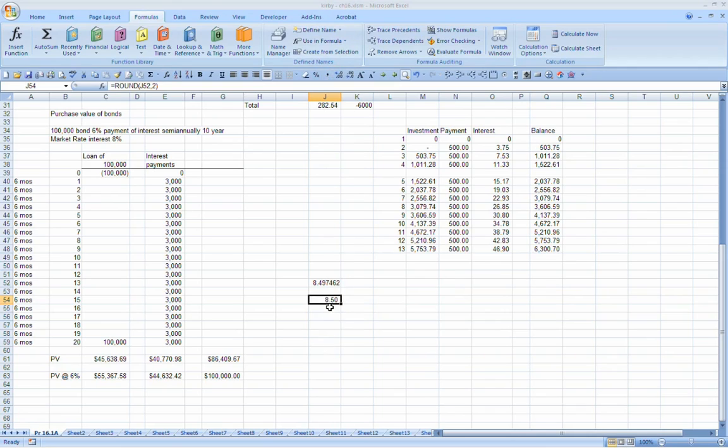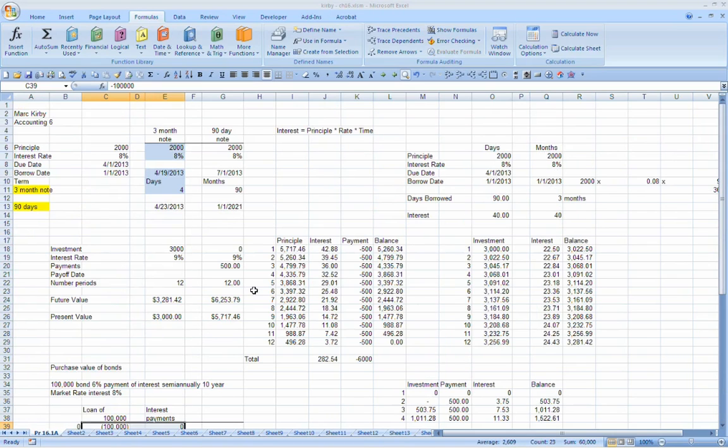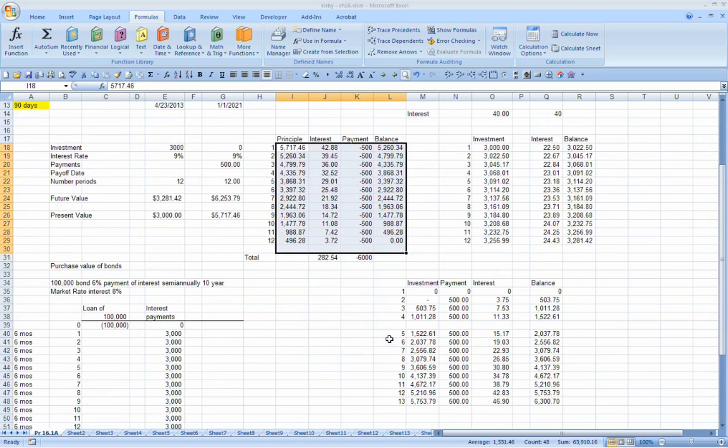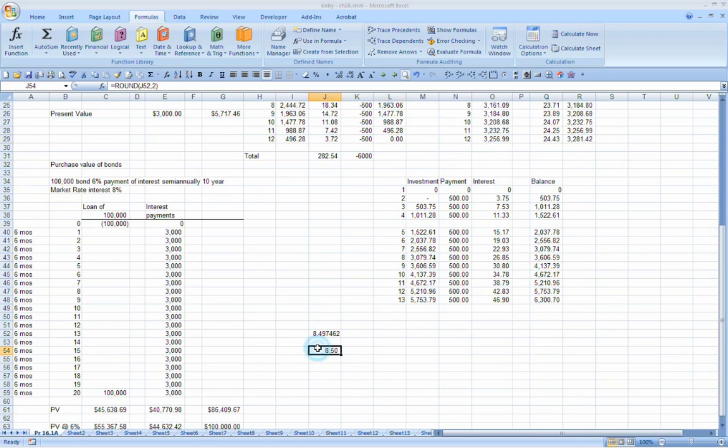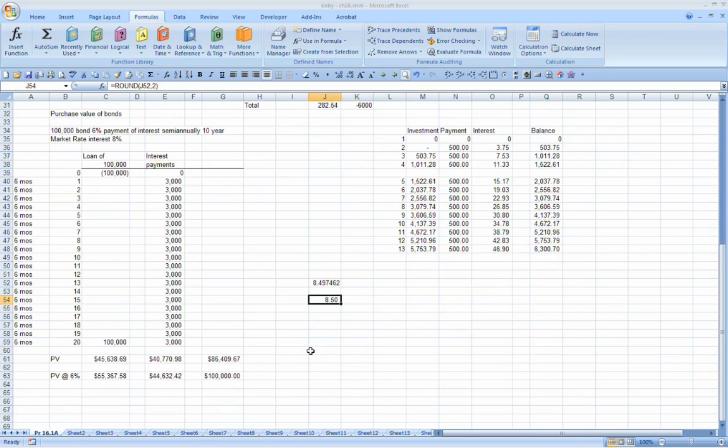The other thing you could have done, I've had students do, is they take this one and they show fewer digits to get it to do that. The problem is if you do math calculations with this cell that I'm on right now, it's going to actually use the whole 8.497462 in your calculation. And if you're doing something like a full-blown amortization table, like this up here, the rounding may leave you off by a little bit and it won't come to exactly 0. So you want to use the equals round function sometimes to clean that up. Okay?